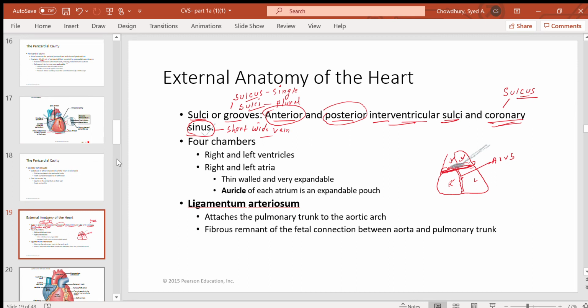And in anterior and posterior interventricular sulci, you have anterior interventricular artery and posterior interventricular artery. So easy names, right? Okay.